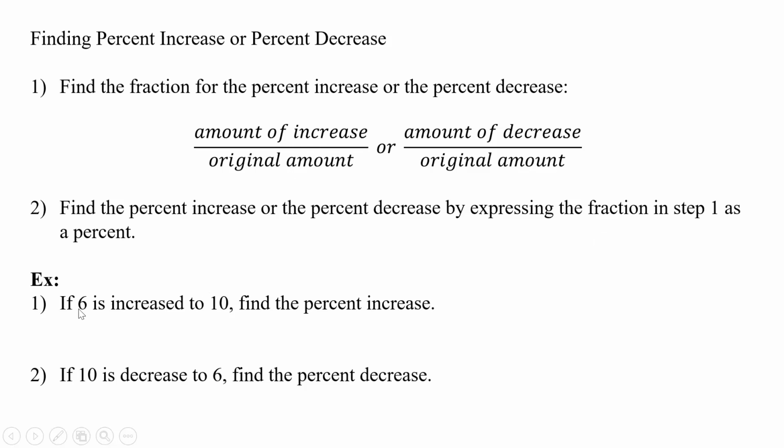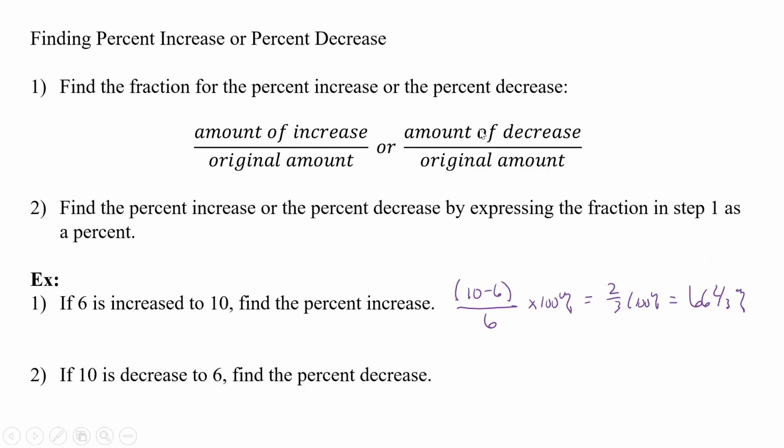Well, we're going to say 6 is increased to 10, find the percent increase. Well, how much is the increase? We went from 6 to 10. So if we take 10 minus 6 divided by the original number, which was 6, and then take that times 100%, that's going to be 4 over 6. So that's going to be 2/3 times 100%. And that's going to give us basically 66 2/3%. Okay. So that will give us our value.